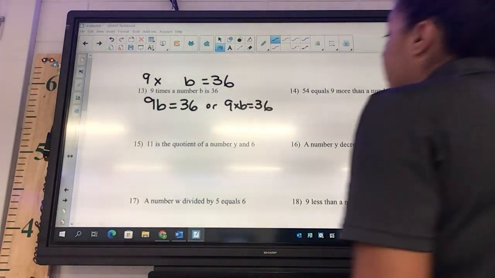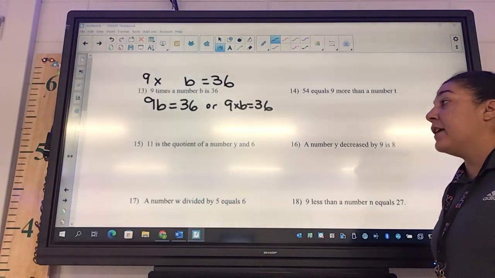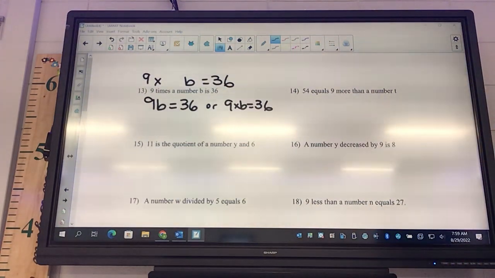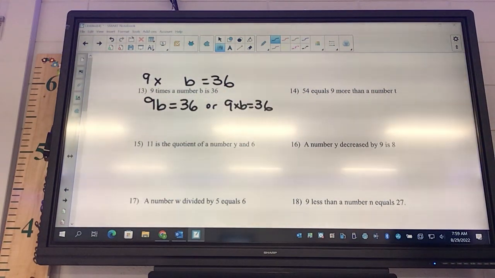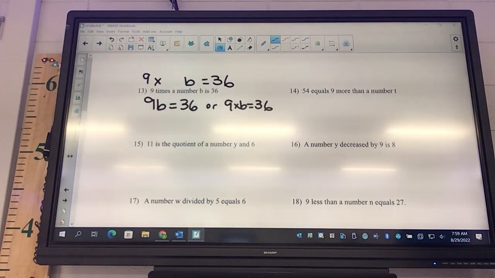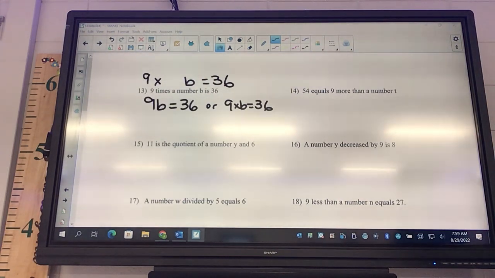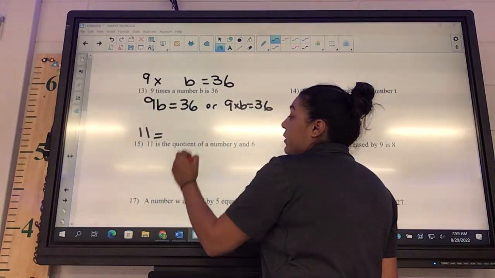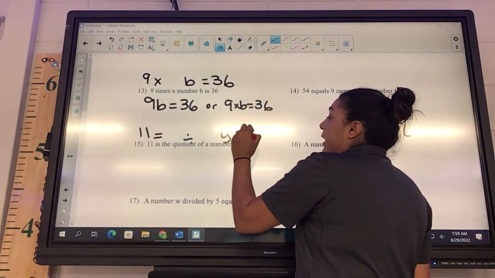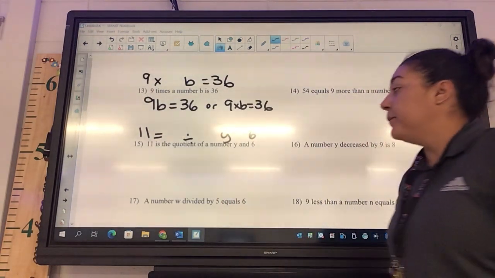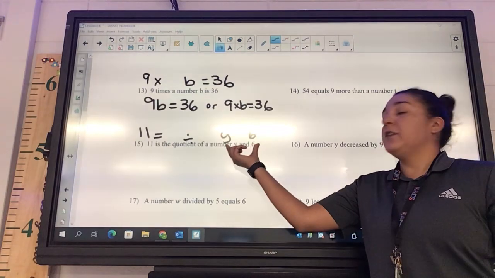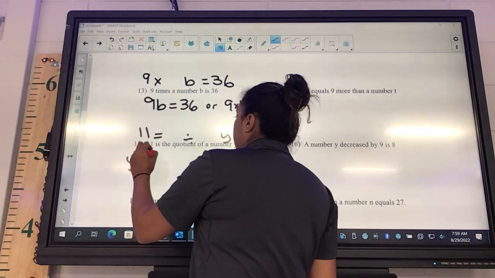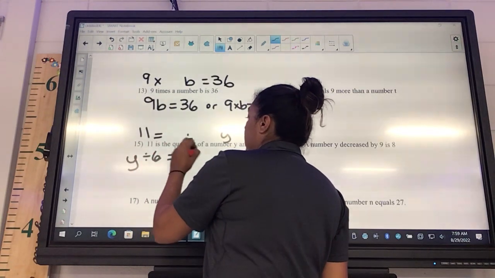Eleven is the quotient of a number y and 6. Okay, so this one, the order is kind of tricky. So what should it look like? Anybody know? Yes. Okay, so we got 11. We know is means equals. Quotient means divide. And we got y and 6. The and lets you know that these two go together. So it should be y divided by 6 equals 11.